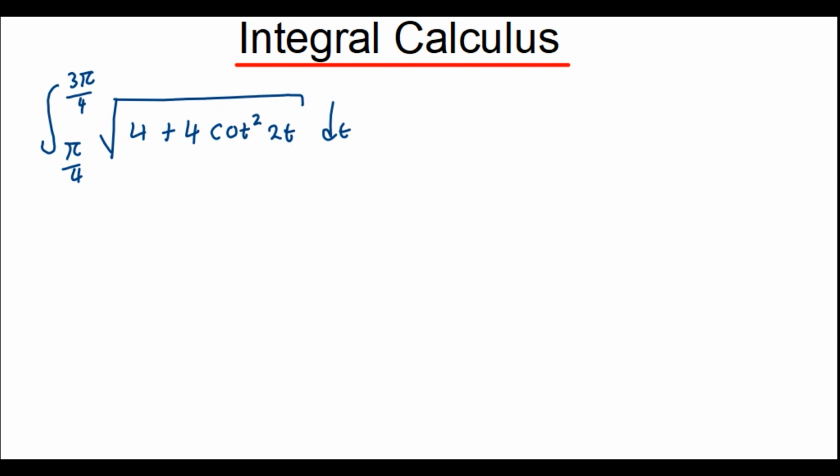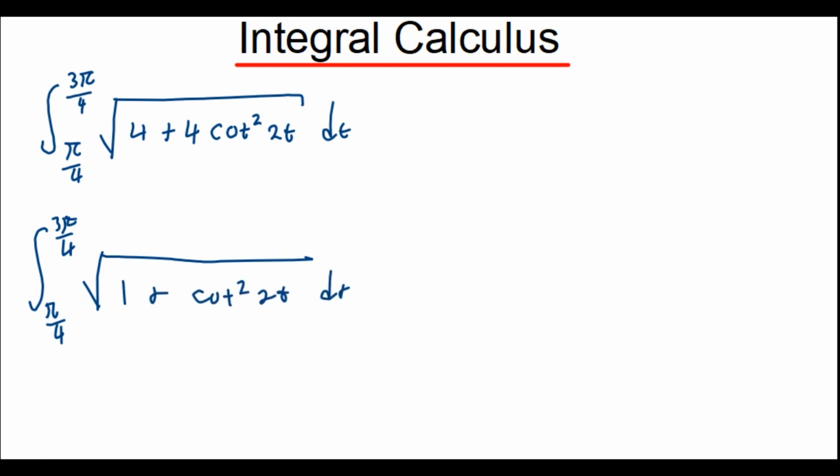Okay, so what I'll do right now is try to simplify this for myself. I can continue to write this as the integral, let's say you're integrating from pi over 4 to 3 pi over 4. Okay, so the inside part, I'm just going to try to simplify it. I'm going to write it as the square root of 1 plus cot squared 2t dt. Then I'm going to put a 2 outside here.